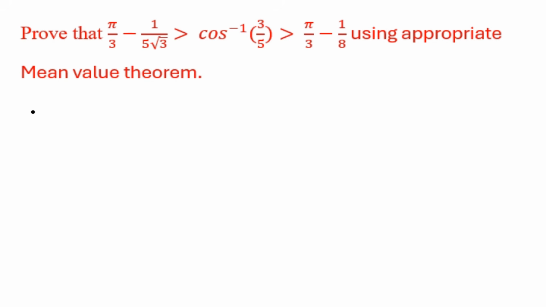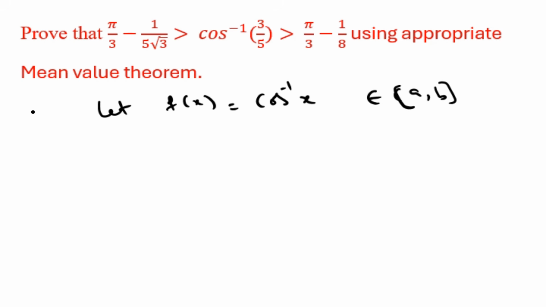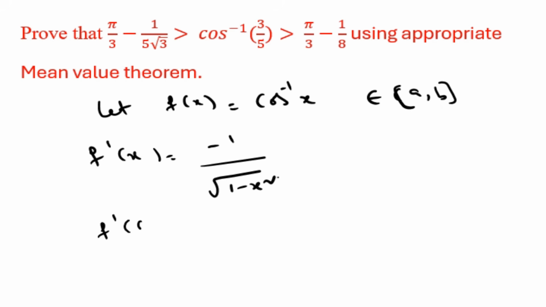Prove that pi by 3 minus 1 by 5 root 3 is greater than cos inverse of 3 by 5, which is greater than pi by 3 minus 1 by 8. Let f of x equal cos inverse of x on a, b. f dash of x is equal to minus 1 by under root 1 minus x square, and f dash of c is equal to minus 1 by under root of 1 minus c square.